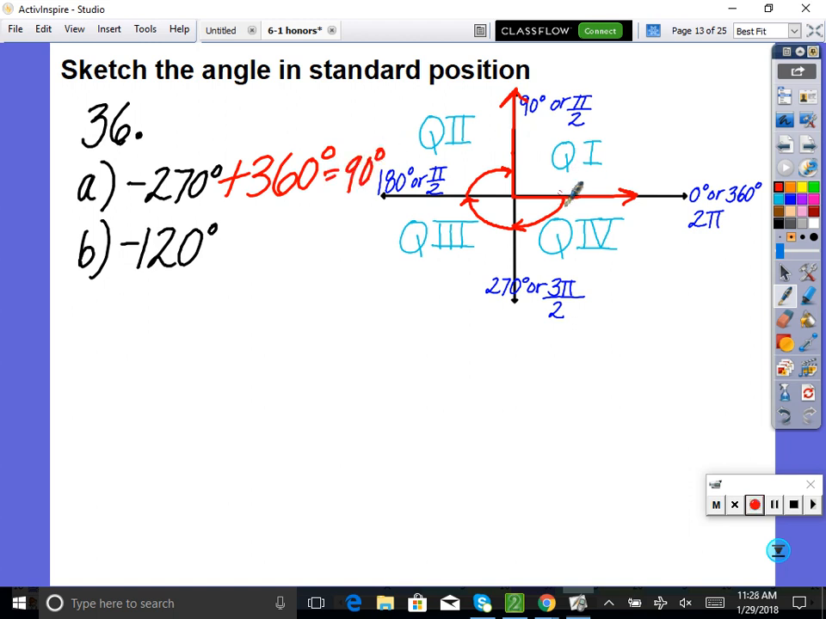So I could graph 90, but then it goes negative, because it's the negative one. Does that make sense? Kind of helps me. So negative 120. Let me just show you. That one was pretty easy, but let me just show you what I would expect.